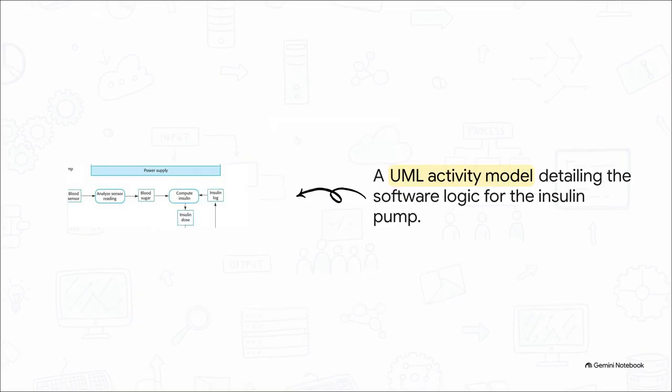And this brilliantly illustrates how we translate that physical hardware into software logic using a UML activity model. We see the blood sensor taking a reading. The software analyzes this reading to compute the exact blood sugar level. It then checks the insulin log, computes the necessary insulin dose required, and finally translates that into direct pump commands. Every single step here must be validated rigorously. A misstep or an unhandled exception in this flow, that could be completely disastrous.